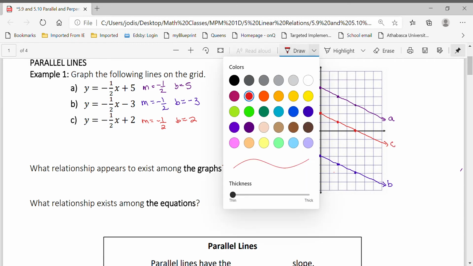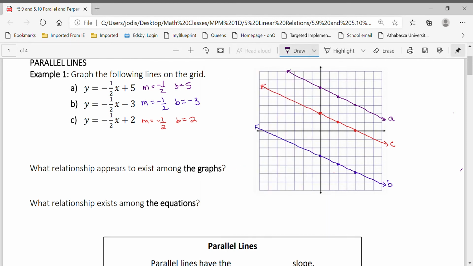Okay, so taking a look at these three lines that we've graphed and their equations, we want to take a look first at what relationship exists among the graphs. Well, if we look, all these lines are never going to intersect at any point, so we could say that they are parallel lines.